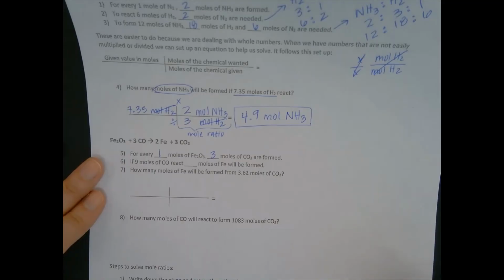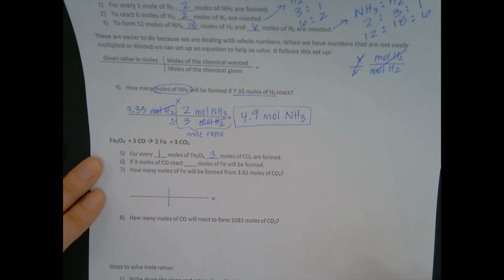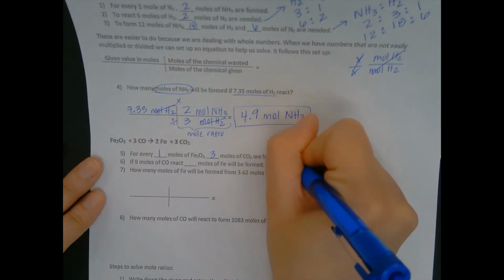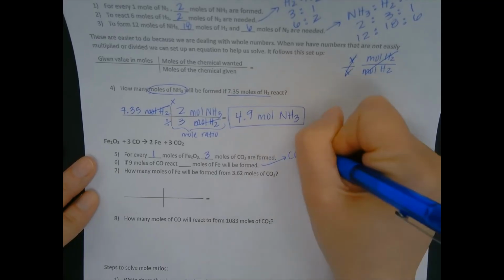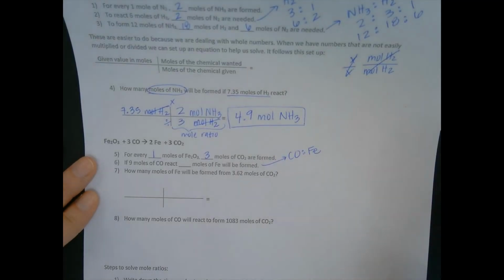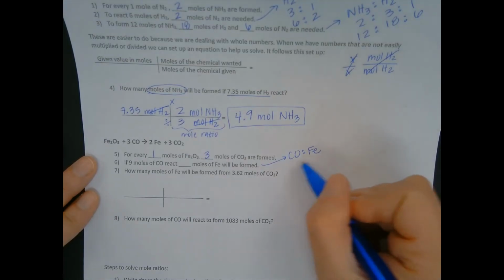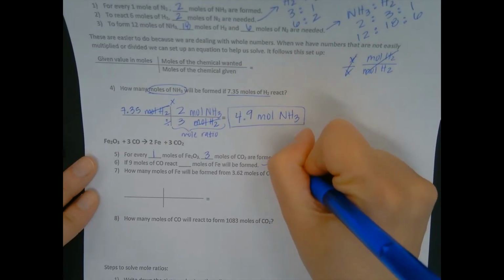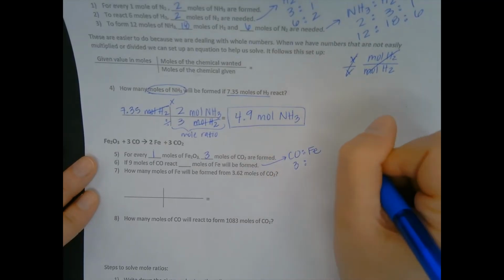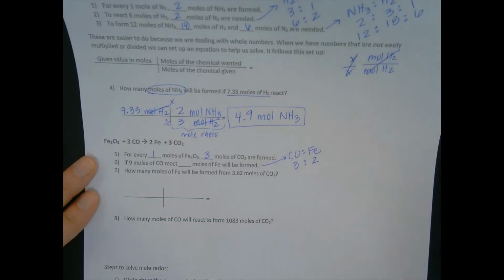There it is. Okay, so number 6. If 9 moles of CO react, blank moles of Fe will be formed. Okay, well, let's think about this. I'm comparing CO, which is carbon monoxide, to iron. Using the coefficients of the balanced reaction, not the 9 moles, but just the balanced reaction, what is this ratio? 3 moles, there it is, 3 moles of CO for every 2 moles of Fe.